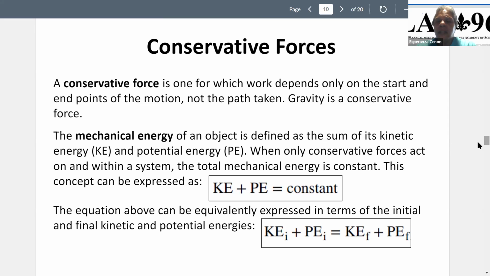And so you see they took in the box, the last box on the page, they rewrote this conservation of energy by looking at the kinetic energy and potential energy that you start with, the initial, equal to the kinetic energy plus potential energy that you end with, final, okay? So that's a statement of the conservation of mechanical energy.